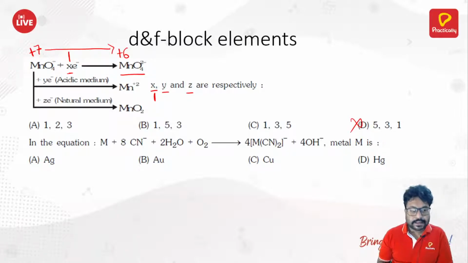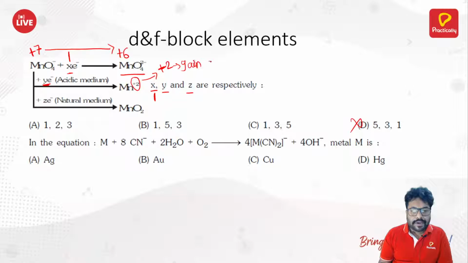Next, in acidic medium, now they are asking for Y. See, in this second case, manganese is coming from plus 7 to plus 2. Right? That means the gain of electrons must be how much?